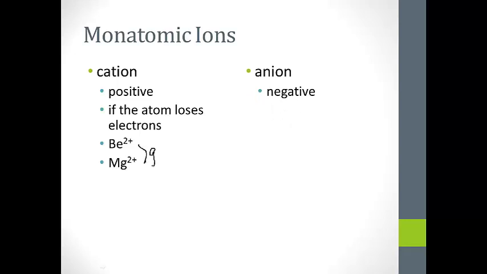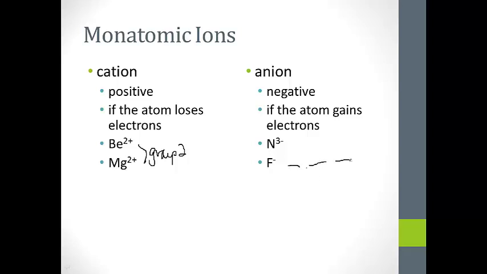These are both group 2 or alkaline earth metals, and so that's where they both have their 2 plus charge. An anion is negative if the atom gains electrons. Nitrogen needs 3 valence electrons, so that's why it will form a 3 minus ion. Fluorine ends in that 2p5 group, so if it has 2p to start with, it has 1, 2, 3, 4, 5, if it can get that 1 extra electron, it's happy, and then it has a 1 minus charge on it. Okay?